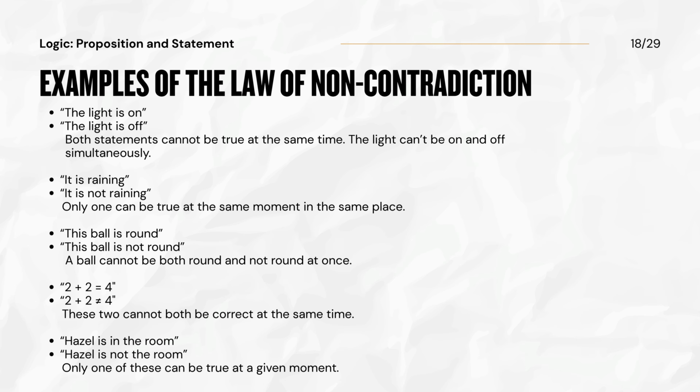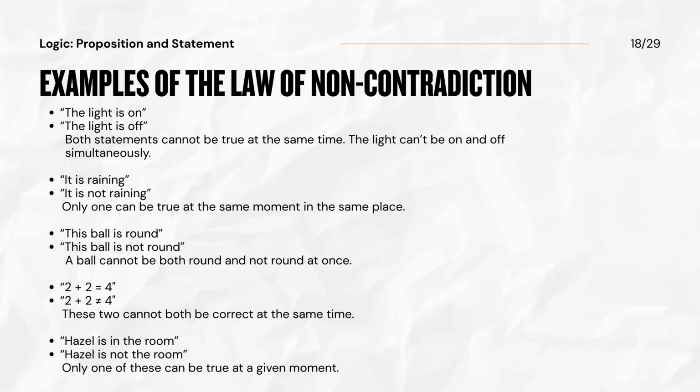So the light is on, the light is off. Hindi pwedeng parehong tama. The light cannot be turned on and off at the same time. It is raining, it is not raining. Sa parehong oras or place, hindi pwedeng umuulan, hindi rin pwedeng hindi umuulan at the same time. The ball is round, the ball is not round. Hindi pwedeng parehong tama. Ang bola ay either bilog or hindi bilog.